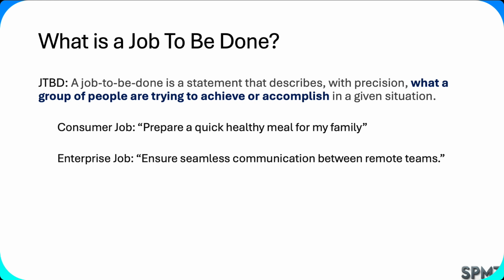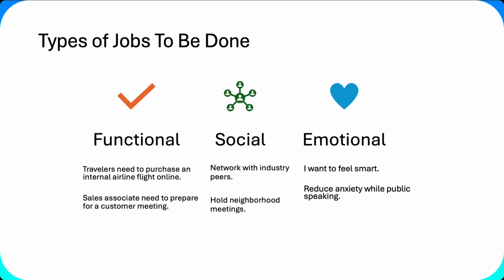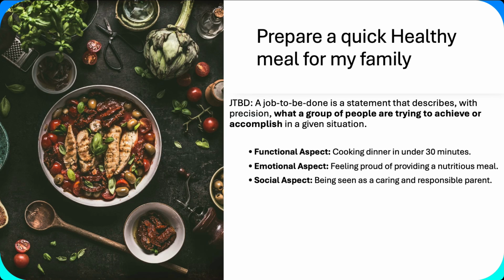There's also 3 categories of jobs. When most people talk about jobs to be done, they're talking about functional jobs, such as travelers need to purchase an international airline flight online, sales associates need to prepare for a customer meeting. But there's also other aspects like social, like I need to network with my industry peers, or I need to hold neighborhood meetings so I'm seen and perceived as a leader. And there's emotional jobs, like I want to feel smart, or I want to reduce anxiety while public speaking. So the reality is, for most functional jobs, there's actually aspects of emotion and social as well.